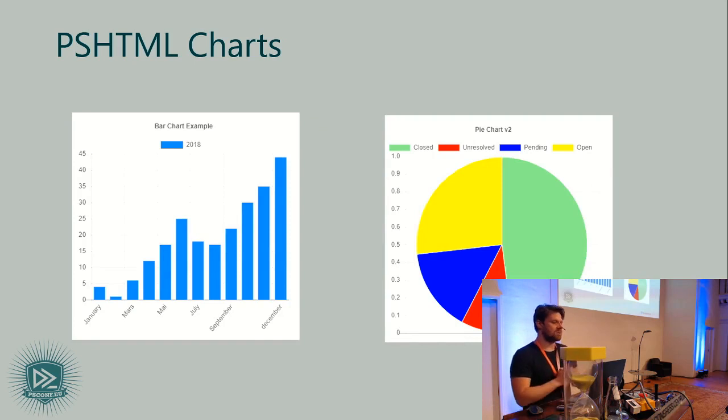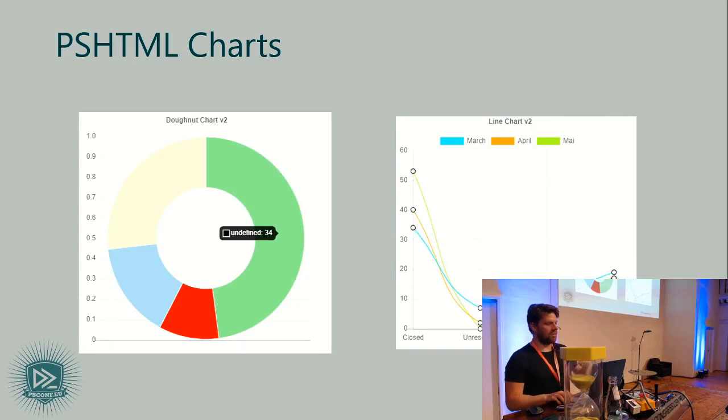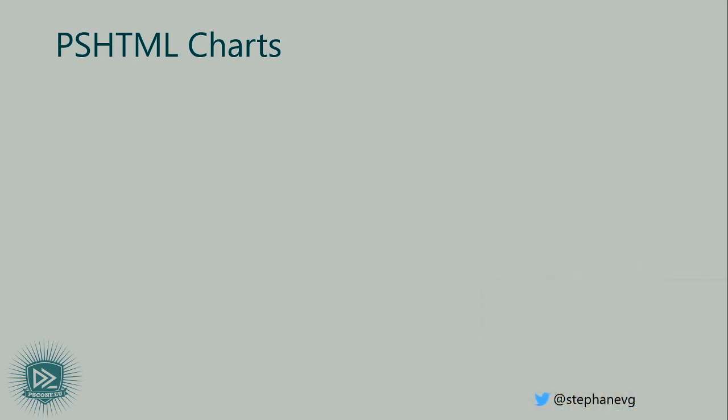Here are examples of the kinds of charts you can do. I support 4 in PSHTML. We have the bar chart on the left, the pie chart on the right, the donut chart on the left, and here the line chart on the right. There exist more charts in the Chart.js library, but those 4 for me were the most common ones. If you think, okay, I would like another type of chart, because you know the Chart.js library maybe, just open an issue on the PSHTML repository and we will be happy to look into that.